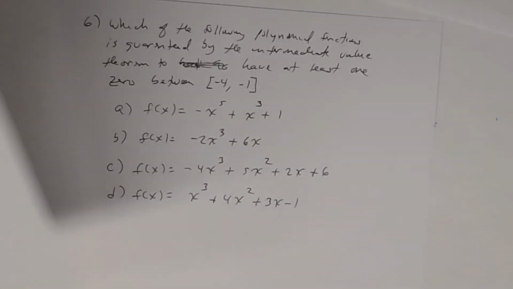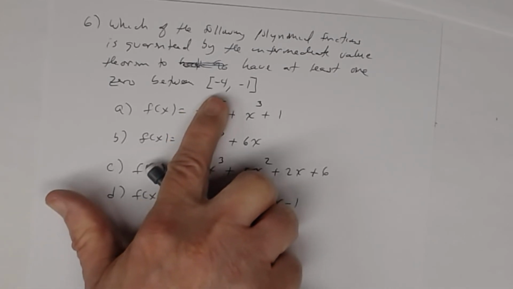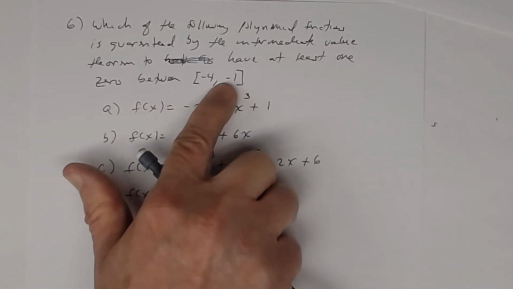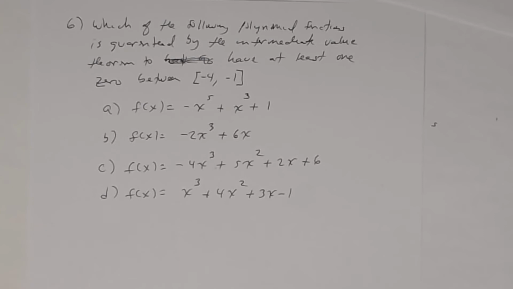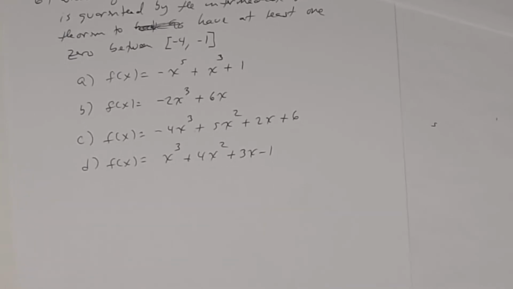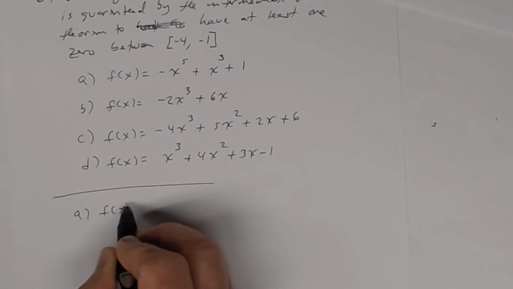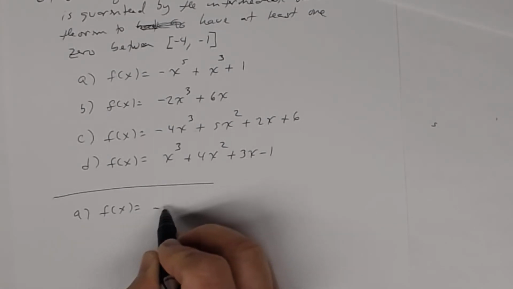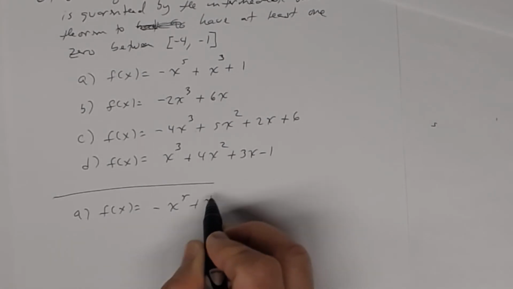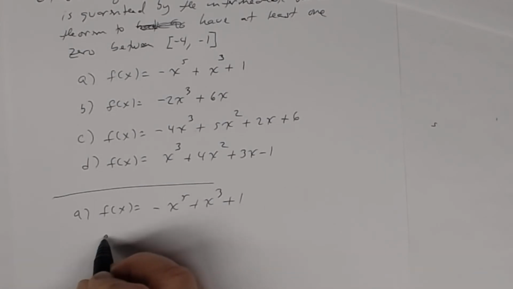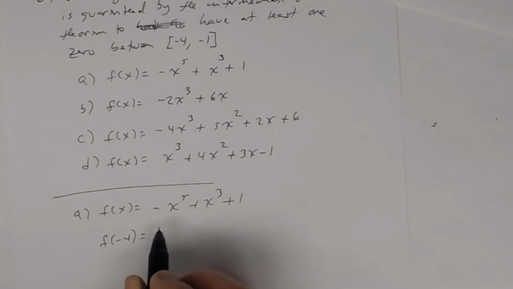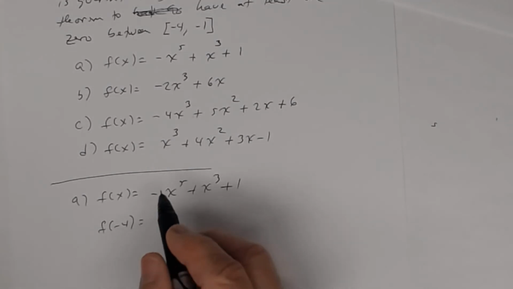Okay, so that's what that means. So let's go ahead and find, for each of these, f of -4 and f of -1. All right, so let's do part A. Here's the work. For part A, you have f of x equals -x to the 5th plus x cubed plus 1. So f of -4: wherever we see the value x, I'm going to substitute -4.